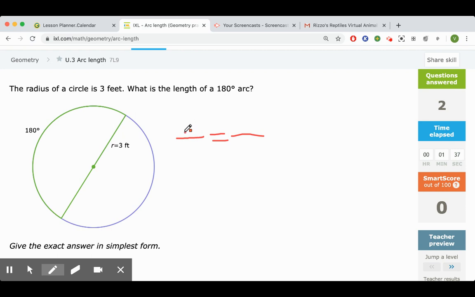So we need to know the length. And the length is part of this whole circle. The length is the distance, and we need the whole distance. Now remember, the whole distance of a circle is the circumference. Now you get the circumference, I'll put it here, is the diameter times pi. And remember, the diameter is twice the radius, okay?